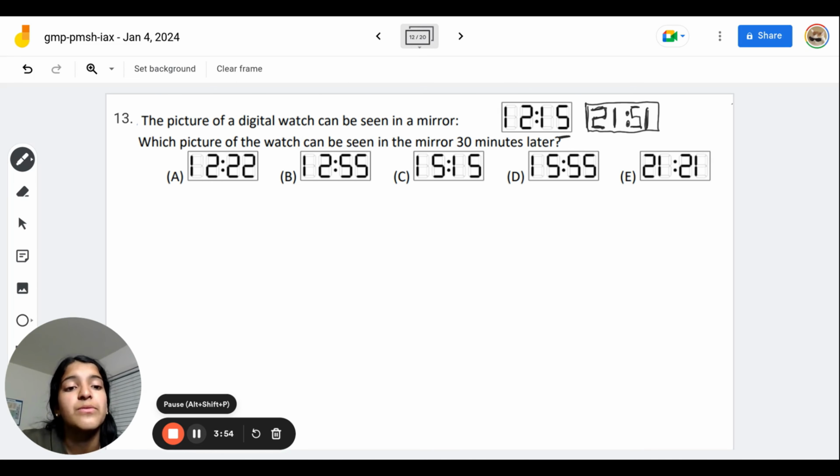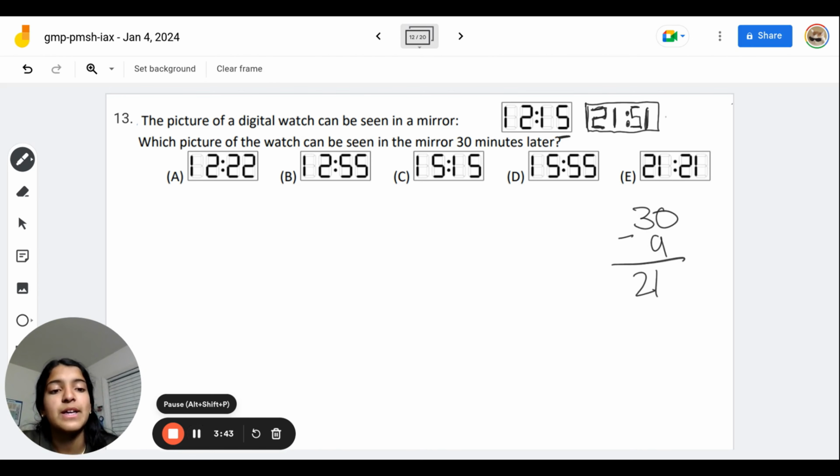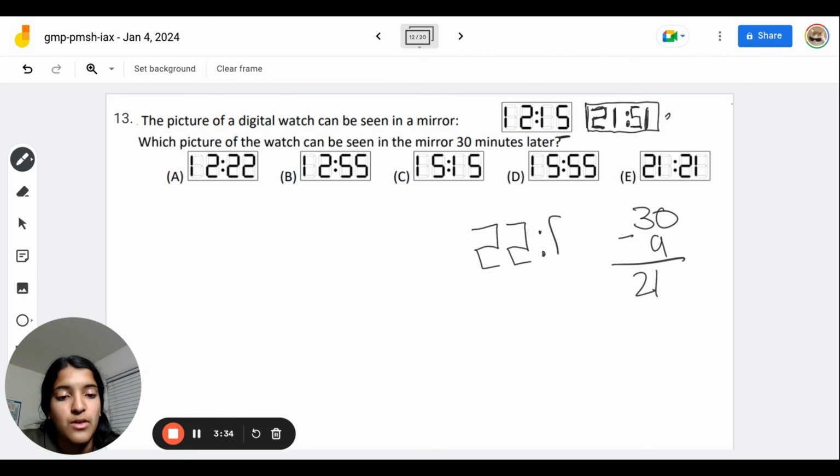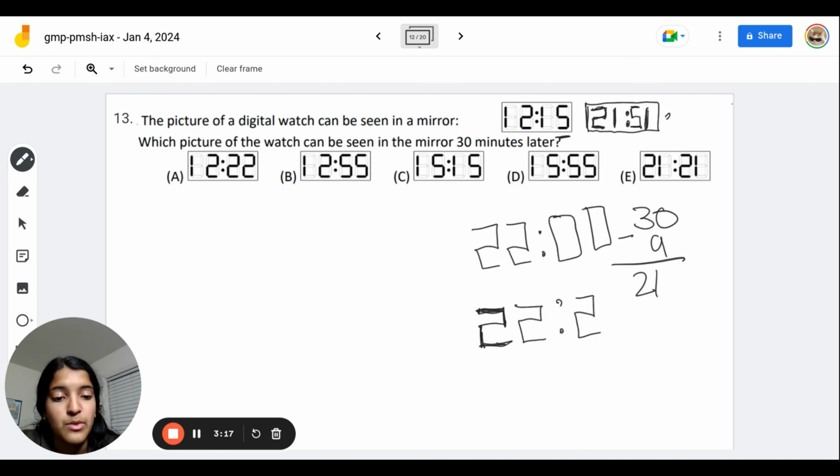So this is 21:51. So if this is a 24-hour clock, let's say 9 minutes pass. So 30 minus 9, which is 21. So if 9 minutes pass from this time, then the time that we would see is like this. It would be 22:00, right? But then 21 minutes more have to pass. So the final answer would look like 22:21. But how would that look when it's flipped?